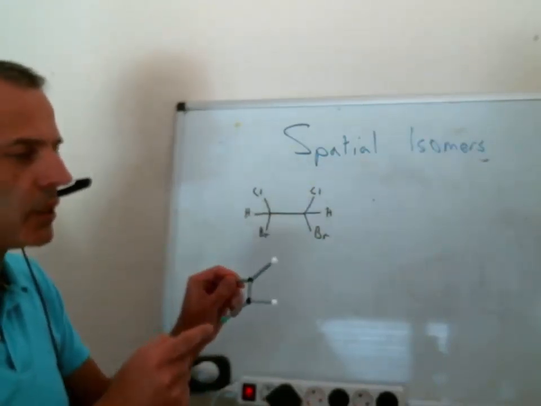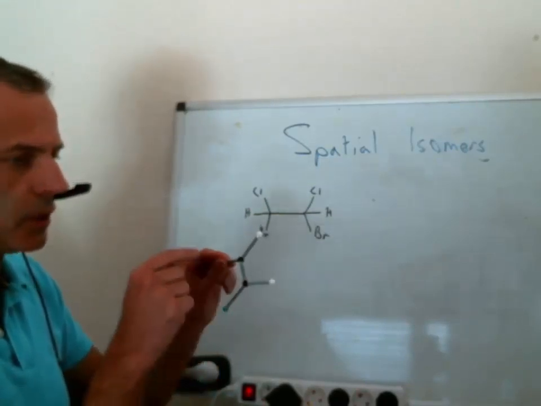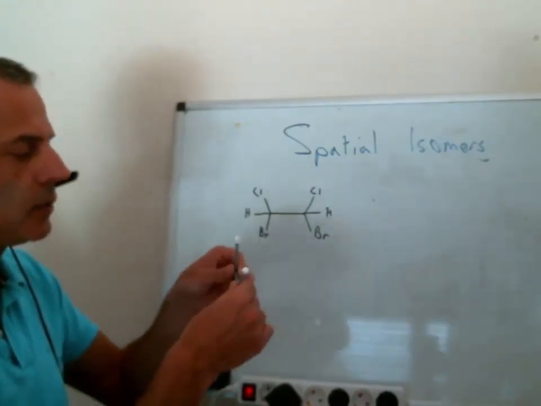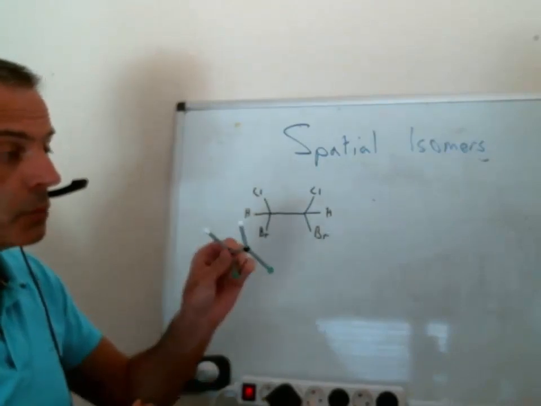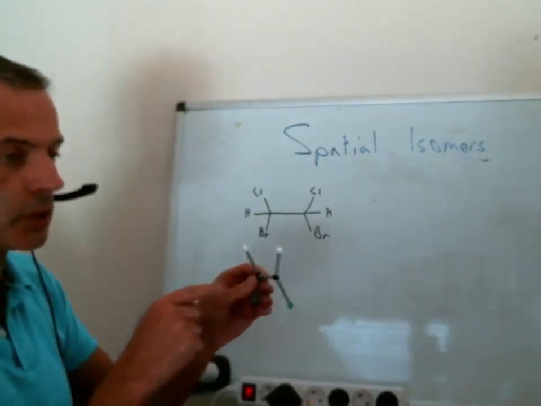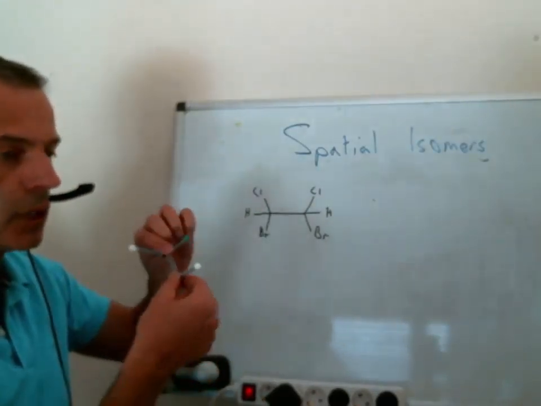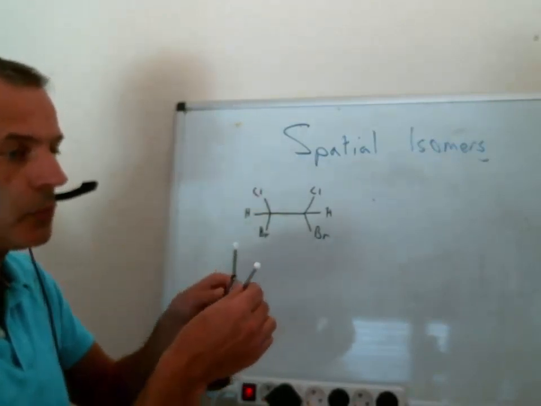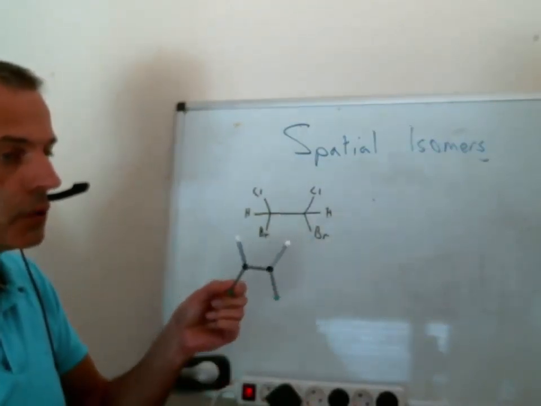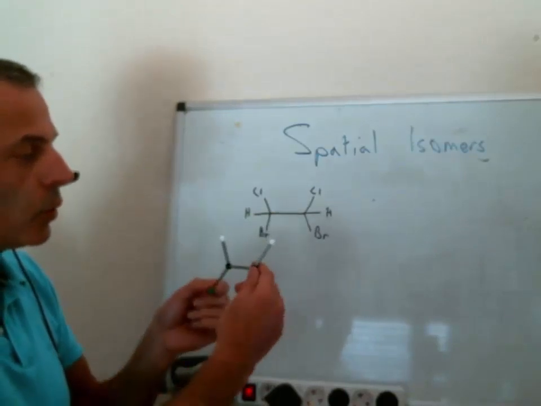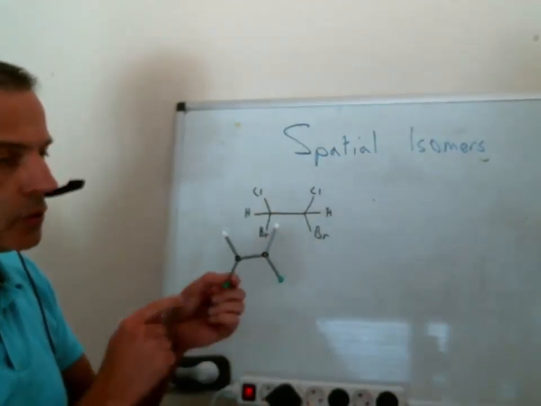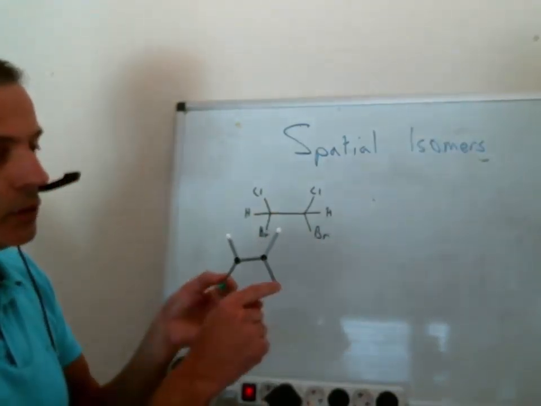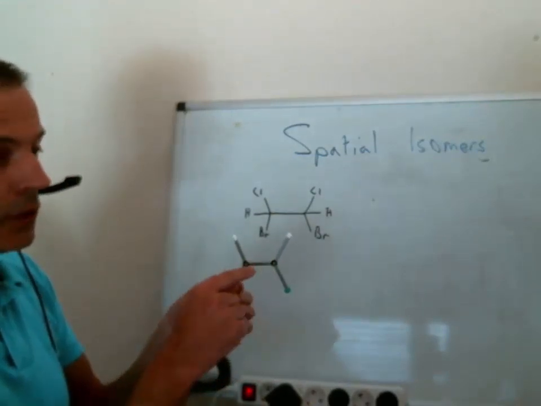Because it's an sp2 hybridized carbon at this center and this center, the molecule must be flat because the p orbitals have to interact, and this bond cannot rotate anymore. Then we can have two isomers of this molecule, one with the two hydrogens, so this is 1,2-dichloroethene.